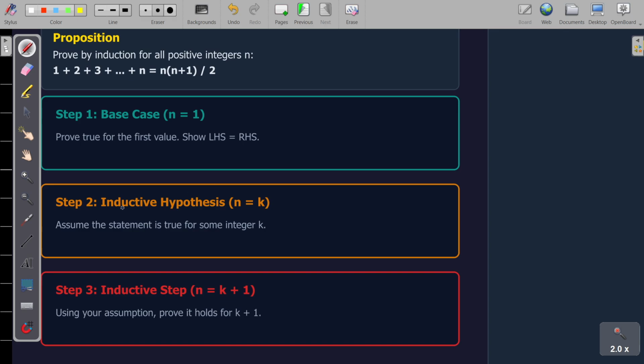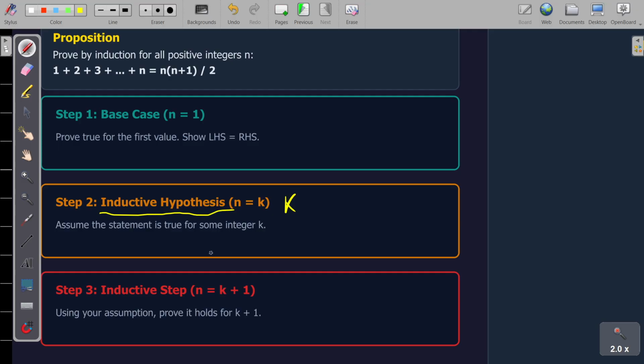Then look at box number 2, the inductive hypothesis. This assumes the statement is true for some arbitrary positive integer k. Now, we do not prove this. The proving step will be in step number 3, but we assume this is true. This is going to be the step that feels pretty weird, but you're only assuming it for one specific value, which is k. And then in box number 3, which is the inductive step, you want to be using the assumption from box number 2 to prove the statement is true for k plus 1.